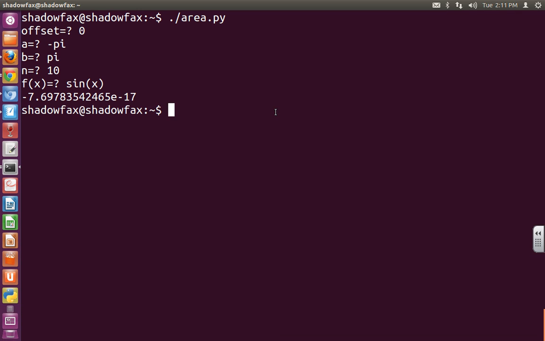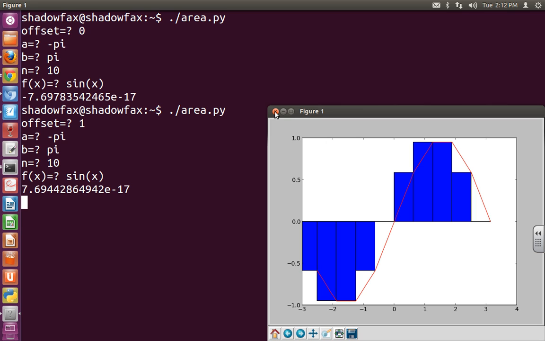Let's do the same thing. All right, now I'm going to go an offset of 1, make it a right sum, go from negative pi to pi in 10, and it's going to be sine of x again. Now this will be a right sum for the same function. Now it's a negative 7 times 10 to the negative 17th, and it's a positive 7 times 10 to the negative 17th. What do you think the answer is? It's somewhere in between. I think it's 0.